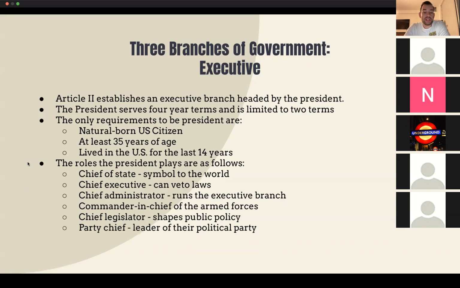Fifth, the president is the party chief. So whatever political party the president is part of, they are the leader of that political party. People in that party look to the president for guidance and advice. They kind of set the agenda. And then finally, the president is supposed to be the chief citizen of the nation. They're supposed to be the model for the nation. They're supposed to model good citizenship, what it means to be an American citizen.